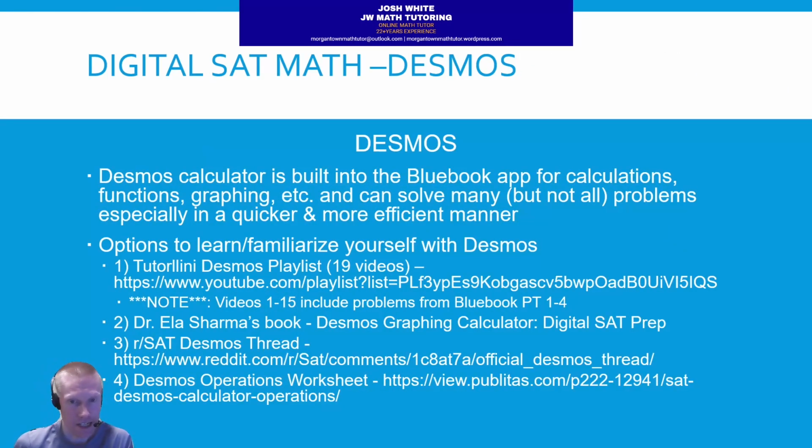Now, next thing I want to talk about is Desmos. So the Desmos calculator is built into the Bluebook app. You can use it for just basic calculations, for evaluating functions, graphing, and all kinds of other unique and interesting stuff. Now, the Desmos calculator can solve many problems, but obviously it can't solve all of them. There's some you just don't need a calculator for. It's a theory question essentially, or something to know from geometry or basic trig or whatever. And the important thing is it can solve them in a much quicker and more efficient manner than doing these problems the traditional way.